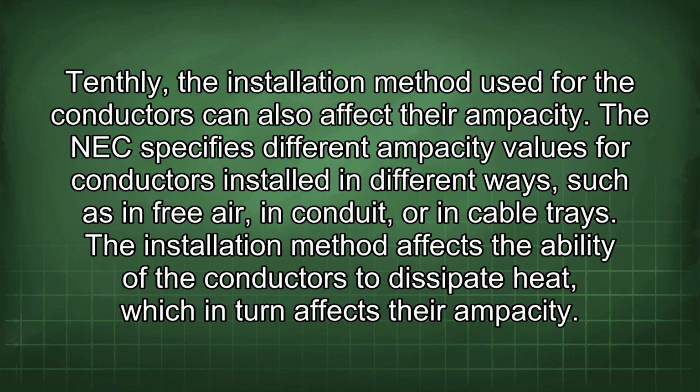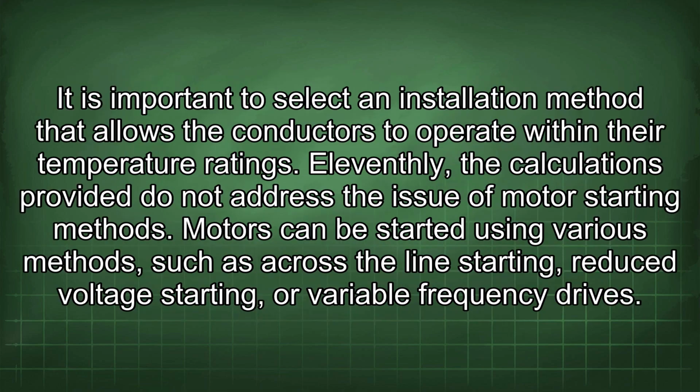Tenthly, the installation method used for the conductors can also affect their ampacity. The NEC specifies different ampacity values for conductors installed in different ways, such as in free air, in conduit, or in cable trays. The installation method affects the ability of the conductors to dissipate heat, which in turn affects their ampacity. It is important to select an installation method that allows the conductors to operate within their temperature ratings.